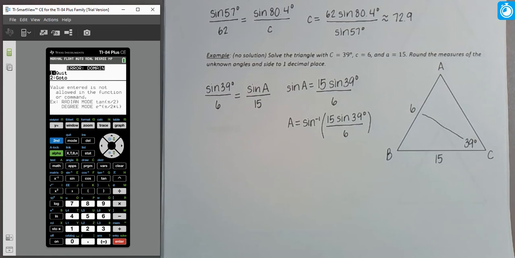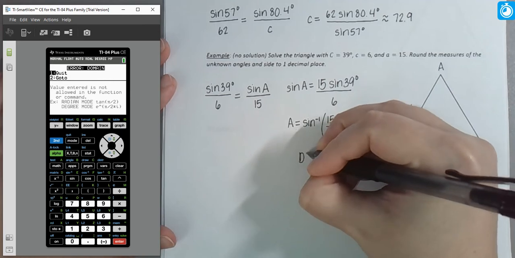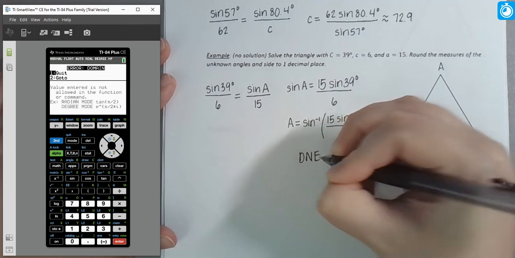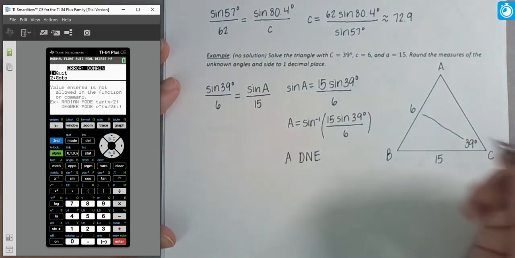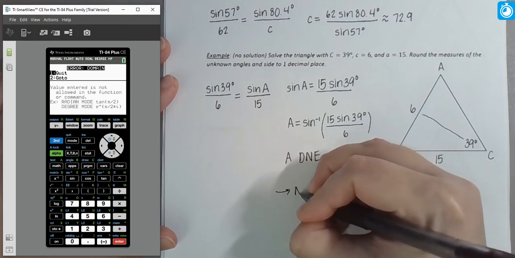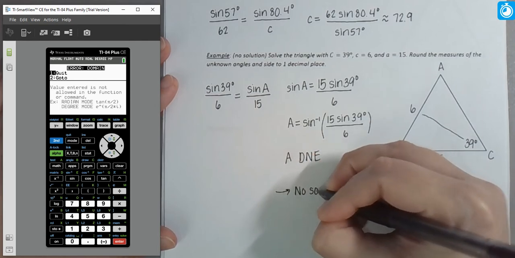Remember, when we defined the domain, we said we can only plug in numbers from -1 to 1 because those are the only values the sine function can take on. We can only get angles from the values that sine can actually take on. So because we run into that error, this does not exist. A does not exist. That means there is no solution to this triangle.